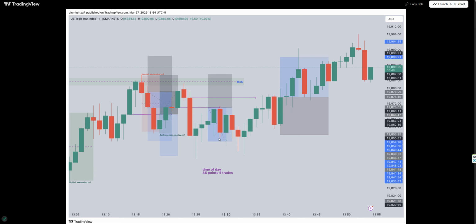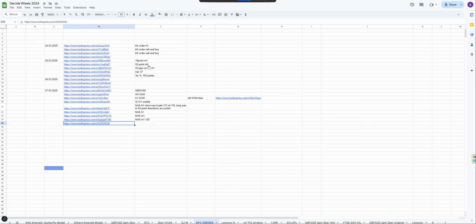FVG. Okay, I don't know why I chose this. This should not be there. Or maybe I'll read it again. But it does actually, I know why. Expansion, OB. The OB was confirmed here. We closed above it here. Buy. Exit here, but I'm looking for 20 points, so just going longer.